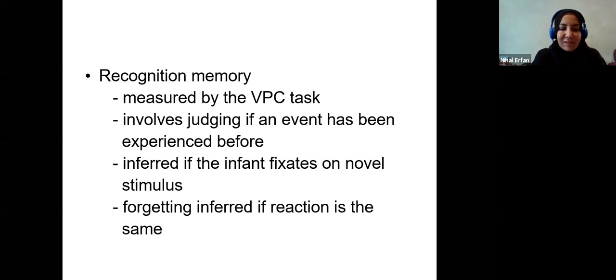Now, if they look at both of them the same, it just means that they forgot. Forgetting is inferred if they're looking at the two things in the same way, because they both look new. That happens, you know, little babies will forget. It's not the end of the world. So then you try to work on that again, get them familiar with something, and then try again to pair it with something that's new and observe.